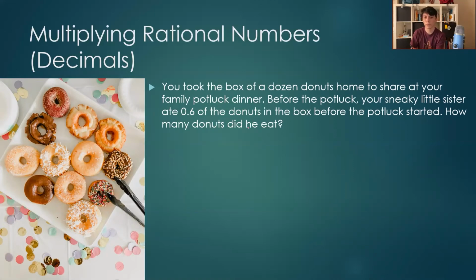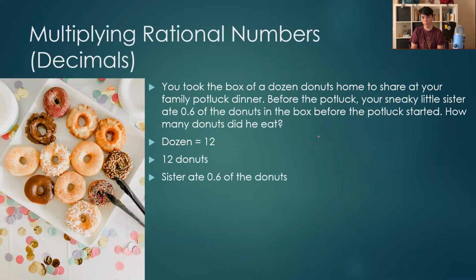So you have 12 donuts to start with, until your sister came and ate some before she was supposed to. Because a dozen equals 12. And your sister ate 6/10 of that. So how do we solve this multiplication problem for decimals?